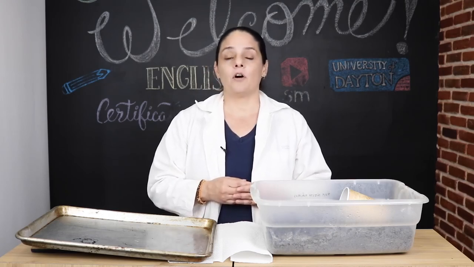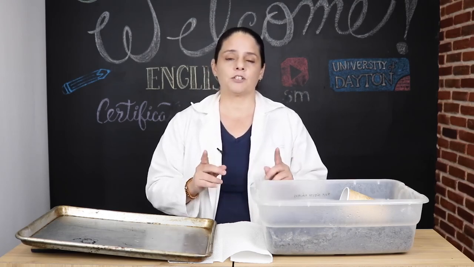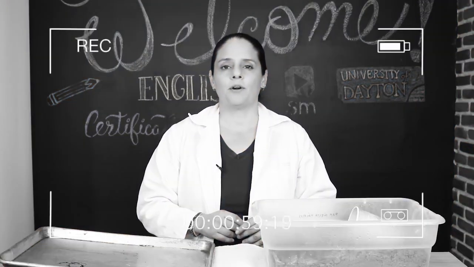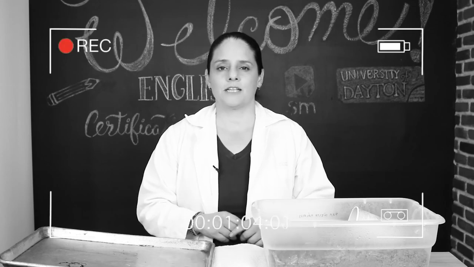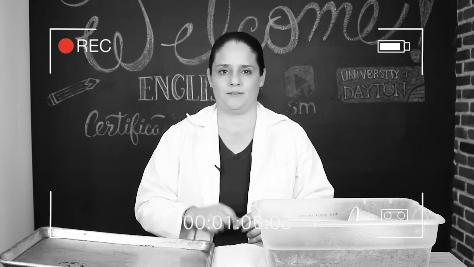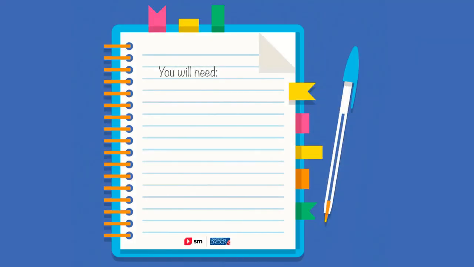Today we are making our own model of erosion, transportation, and sedimentation. Remember, models are simplified representations of real things that help us understand better how those things work. Let's go! You will need a sheet pan, damp sand, a straw, a watering can, a jar of water, a book or something to elevate the sheet pan, and a towel or kitchen paper.